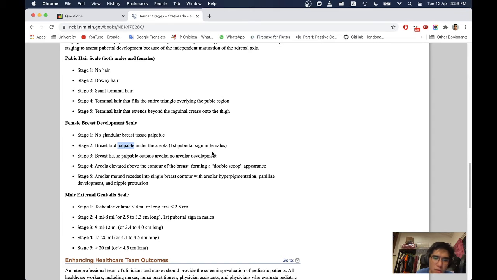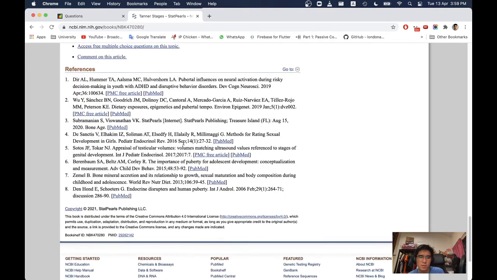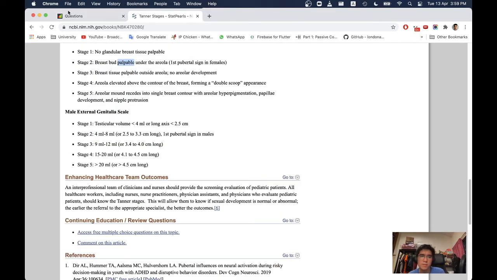How can a testis be more than 4.5 cm long? Let me look at the ruler. 4.5 cm. 1 cm, 2 cm, 3 cm, 4, 4.5. Cannot be a testis this long. Doesn't sound right. Oh well.